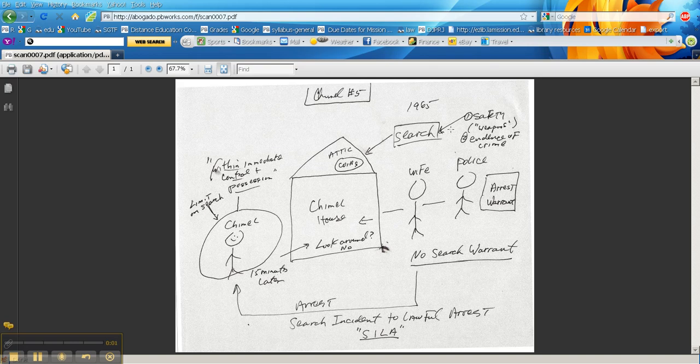Hi, this is Jordan, and we're going to do Chimel, which is the number 5 assignment for Law 10 here, and we have the whiteboard for the Chimel case.